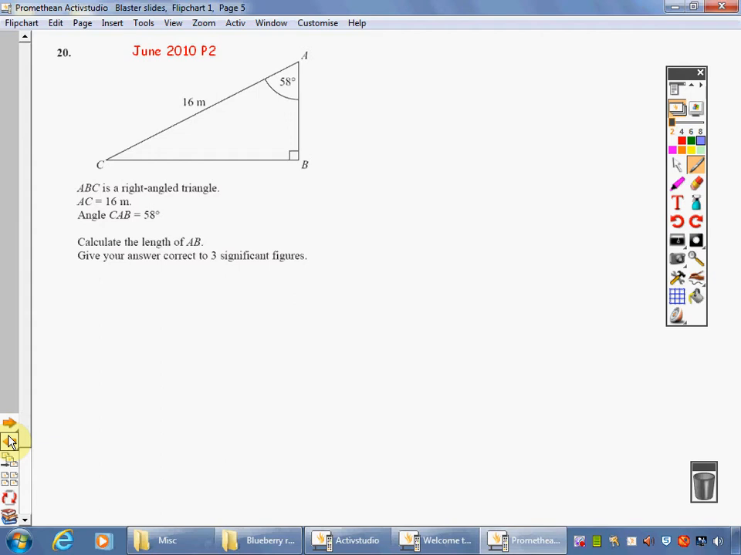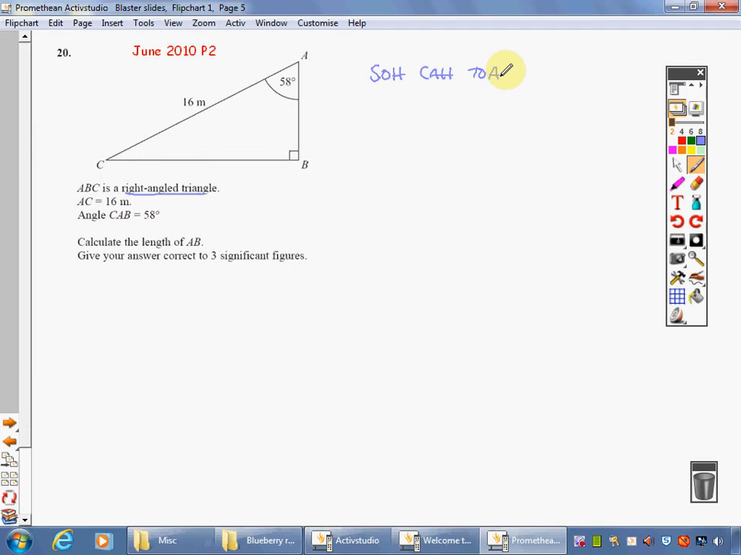First of all, ABC is a right angle triangle. It's written there for you, it shows you there. So you're into Pythagoras or right angle trig, SOHCAHTOA trig. AC is 16, CAB is 58, that was drawn in there for me. Calculate the length of AB. I want AB. I haven't got two sides given to me, so I can't use Pythagoras, so I must be having to use trig.